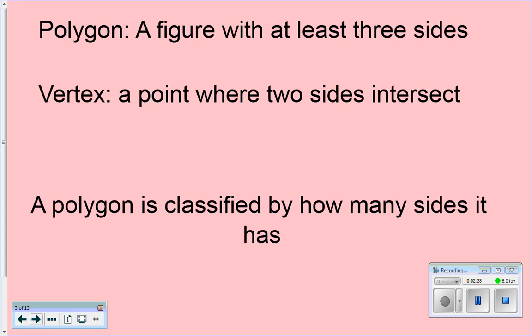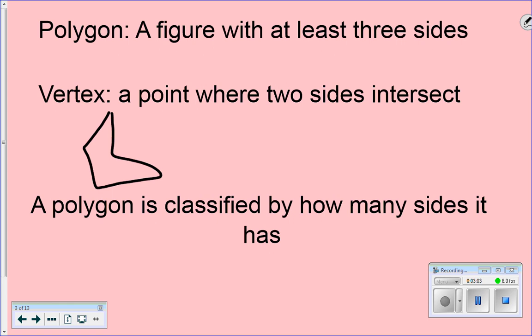So you can't have a figure that looks like this. That's not a polygon because it's not closed. Now you've got to remember, it doesn't have to look exactly like that. You could have a 5-sided figure that looks like this: 1, 2, 3, 4, 5, and that would be a pentagon. Not all pentagons have to look like that. Not all octagons have to look like that. Those up there are just known as the regular polygons, and I'll get to that in a second.